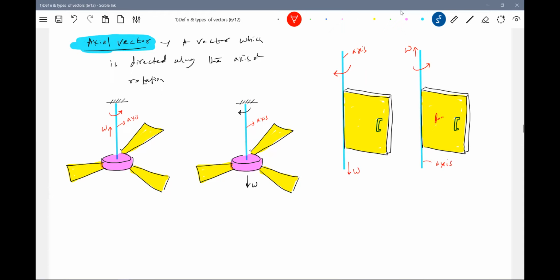And this is a door. I think everyone has doors in your home. Once you open and close it, make an observation of omega. When the fan is rotating, also check it. What can be the direction of omega? So these are very general things which are related to our life, what you are encountering.